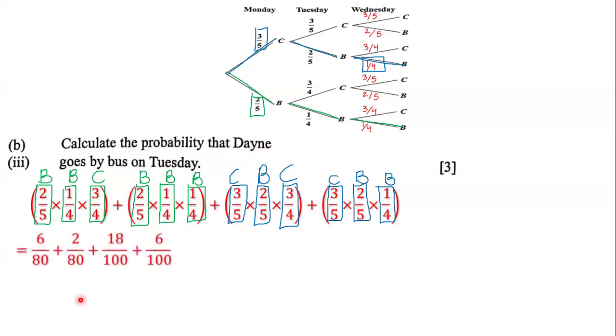So let's multiply. So we have 2 times 1 times 3, which is 6, over 5 times 4 times 4, which is 80. Then we have 2 times 1 times 1, which is 2, over 5 times 4 times 4, which is 80. Then we have 3 times 2 times 3, which is 18, over 5 times 5 times 4, which is 100. And we have 3 times 2 times 1, which is 6, over 5 times 5 times 4, which is 100. And when we add up all of them together, we get 0.34. And that's the answer to this particular question.